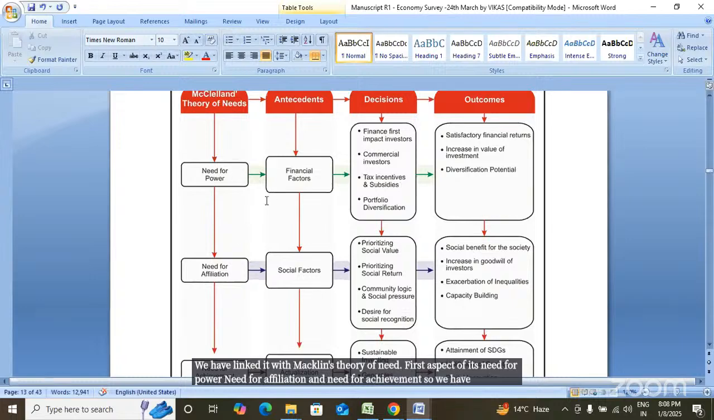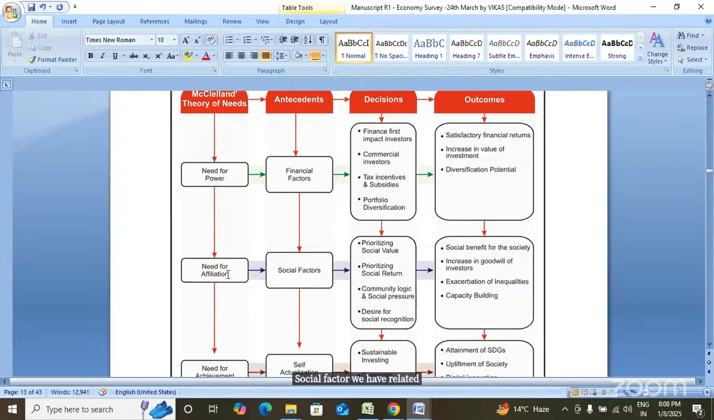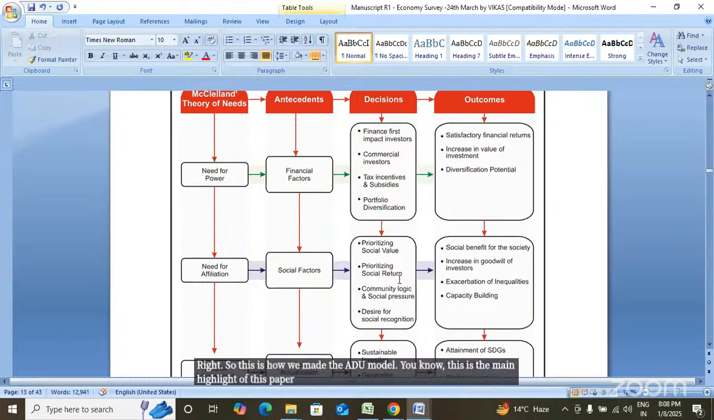We have related the financial factor with need for power, the social factor with need for affiliation, and self-actualization with need for achievement, right? So this is how we made the ADO model. This is the main highlight, the major important aspect of this paper, the ADO model, right? So this is one paper.